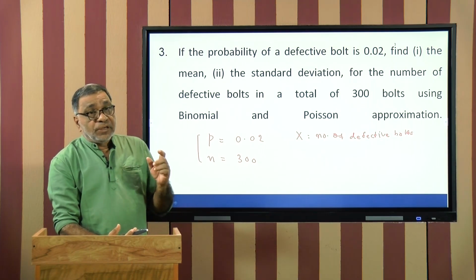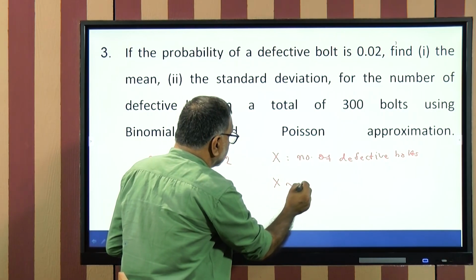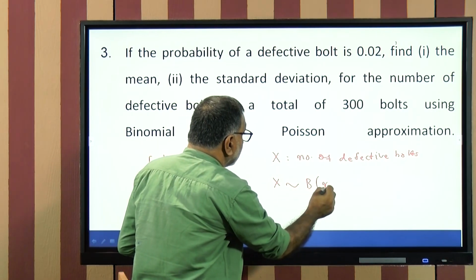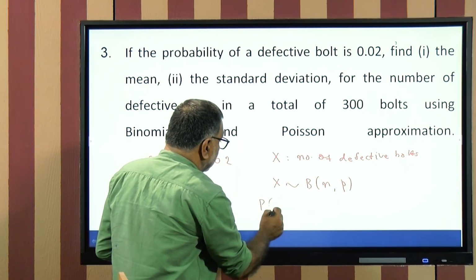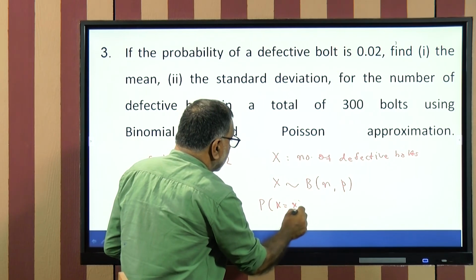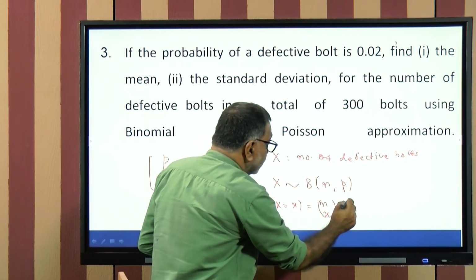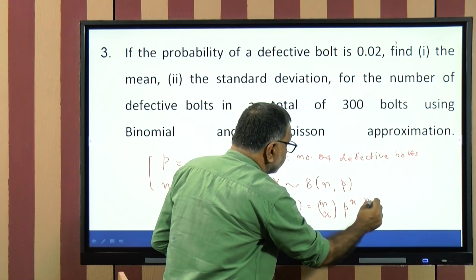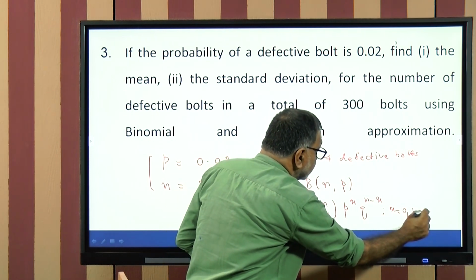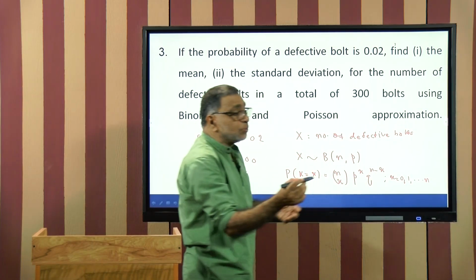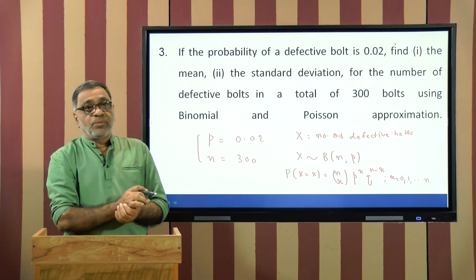If we are using the binomial distribution, x follows binomial with n, p. So f of x, that is probability of x is equal to x, is nCx p power x q power n minus x, x is equal to 0, 1, 2, etc. up to n, and p plus q is equal to 1. That is our probability mass function of a binomial random variable.